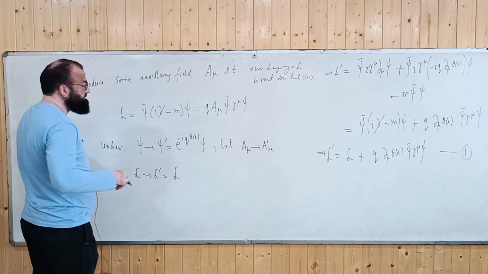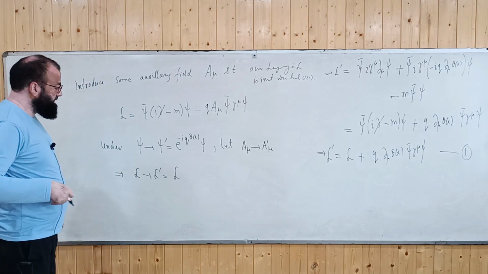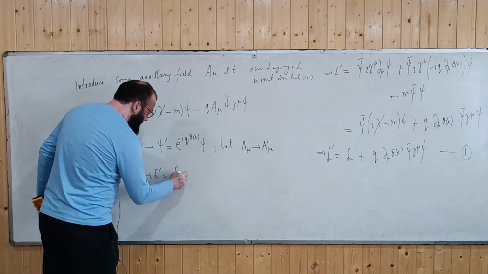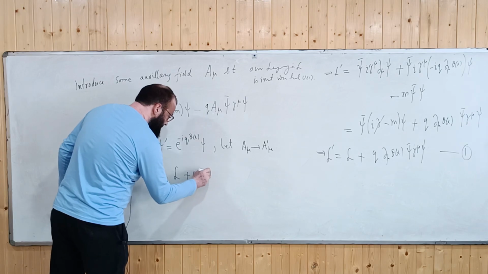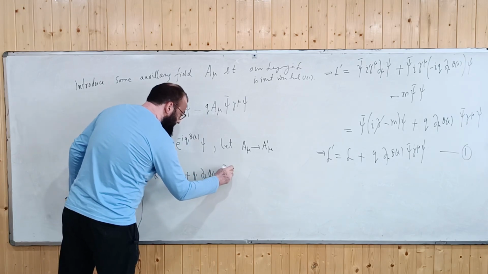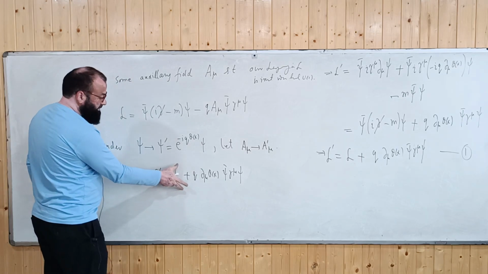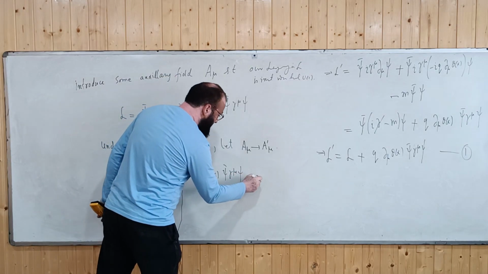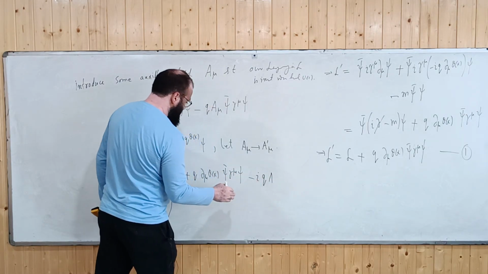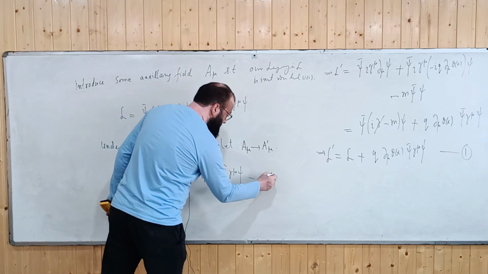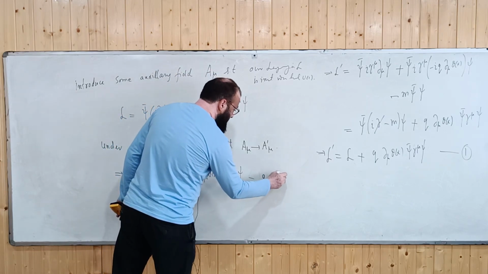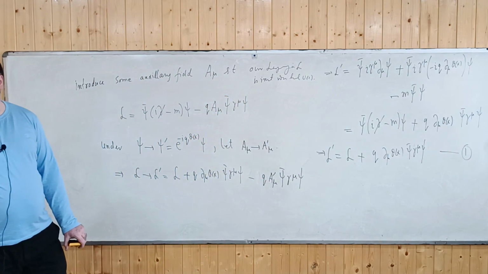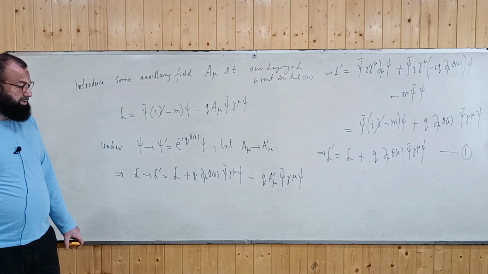What is that? L. So this very object goes under transformation as equation 1. So L plus Q partial mu theta of x psi bar gamma mu psi. This is the transformation rule for this L under this very transformation, and I am having this very term, minus Q, so this will transform as A prime mu psi bar gamma mu psi, because this is a field.